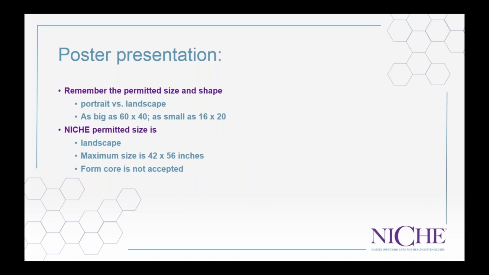Remember the permitted size and shape for a poster here for Niche. Usually for conferences you can use portrait or landscape. For this conference, you should use a landscape version. Some conferences accept posters as big as 60 inches by 40 or 48 inches, or as small as 16 by 20. For the Niche conference, the maximum size is 42 inches by 56 inches, and a foam core board is not permitted. You should think about how you want the finish on your poster.